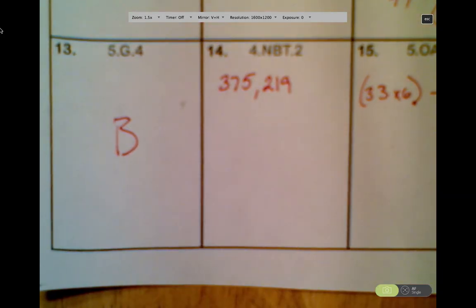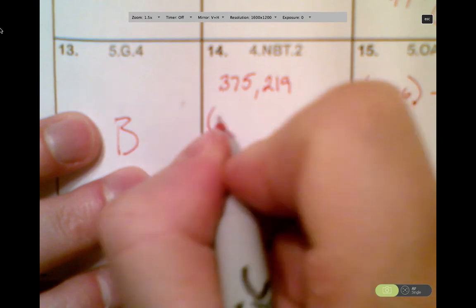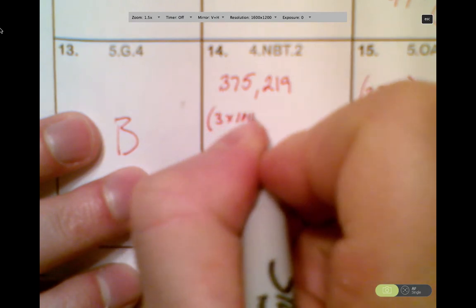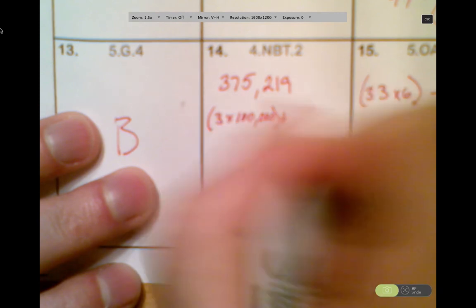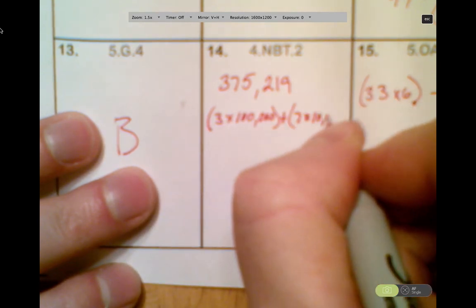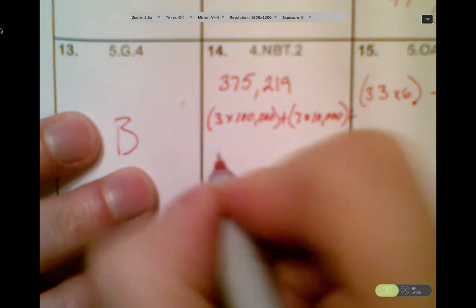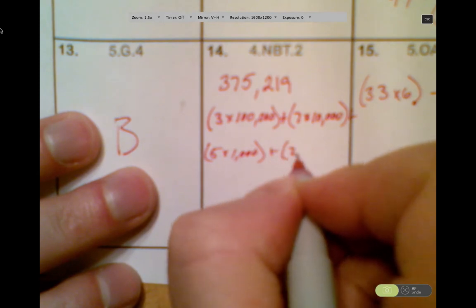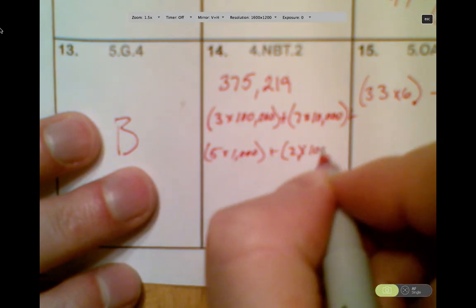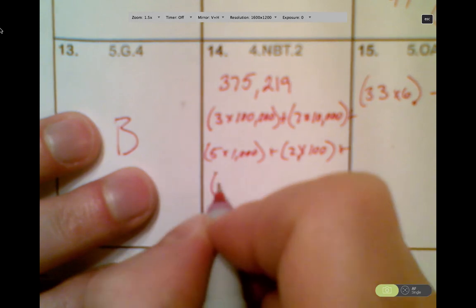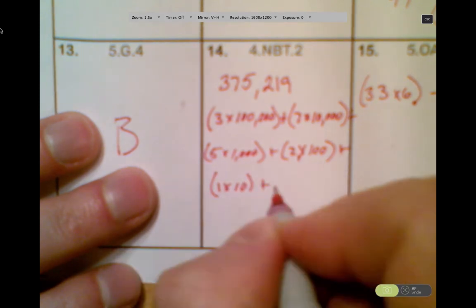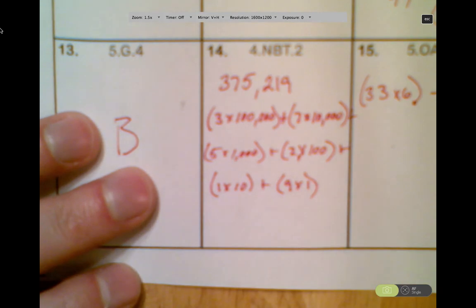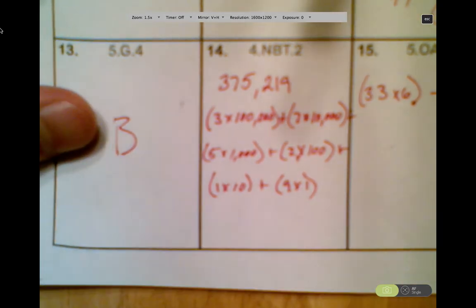Number 14, write 375,219 in expanded form. Awesome. At least they gave us a small number. So here we go. The 3's in the 100,000s column. So 3 times 100,000 plus 7's in 10,000. So 7 times 10,000 plus 5 times 1,000 plus 2 times 100 plus 1 times 10 plus 9 times 1. Alright, thank you Simple Solutions for giving us a huge number.